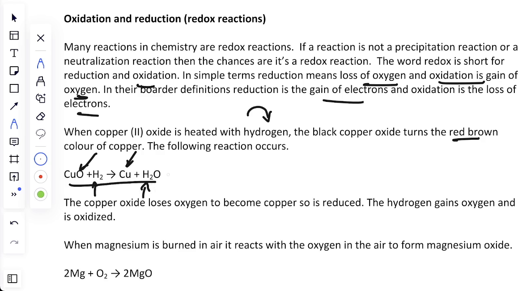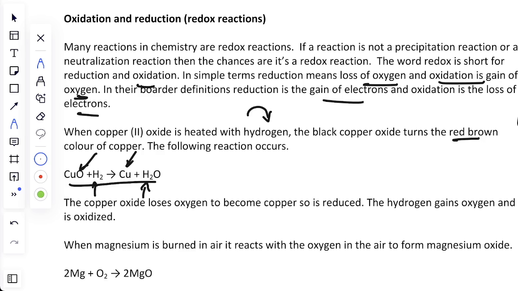When you gain oxygen, okay, a simple mnemonic to remember is something called OIL RIG, where oxidation is loss of electrons.